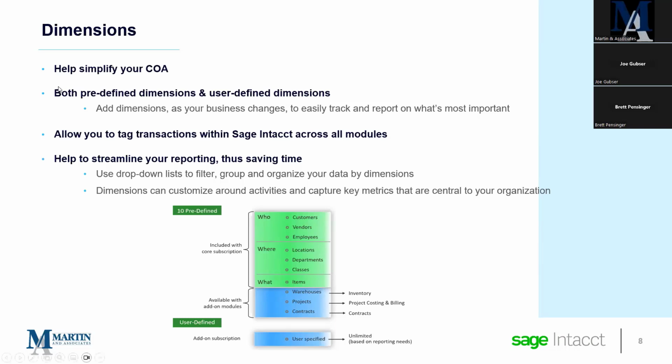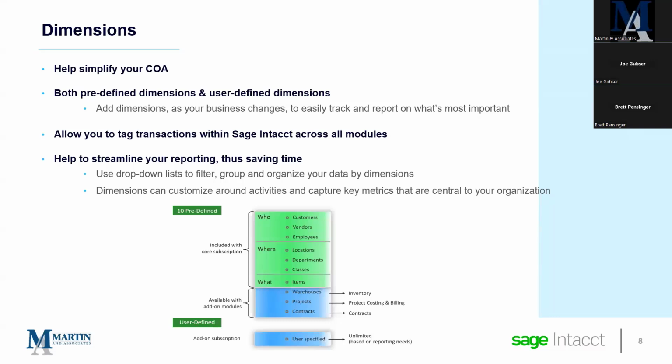That's different with dimensions. With dimensions, you have a series of predefined dimensions and user-defined dimensions available. So you can add dimensions as your business changes if need be. And what you do is you simply tag transactions inside of Sage Intacct across all your modules. And this will all start tying together and making sense as we keep moving on here.